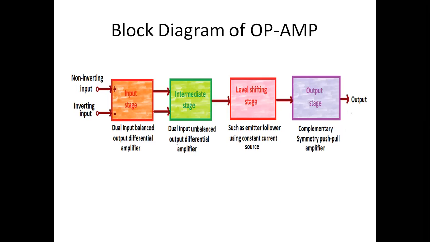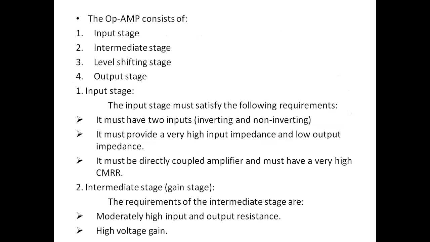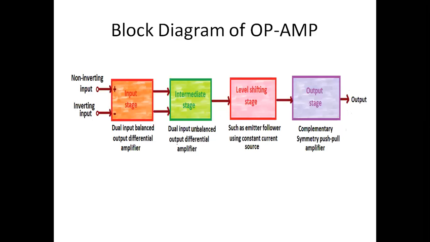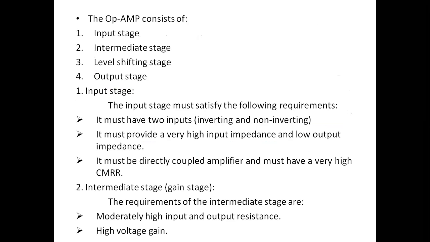complementary symmetry push-pull amplifier. We have seen this concept also in our first unit. So here we are supposed to use at the output stage the complementary symmetry push-pull amplifier. So here we are saying we can make op-amp by using input stage, intermediate and level shifting, and output stage. At the input stage, we are using the dual input balanced output.